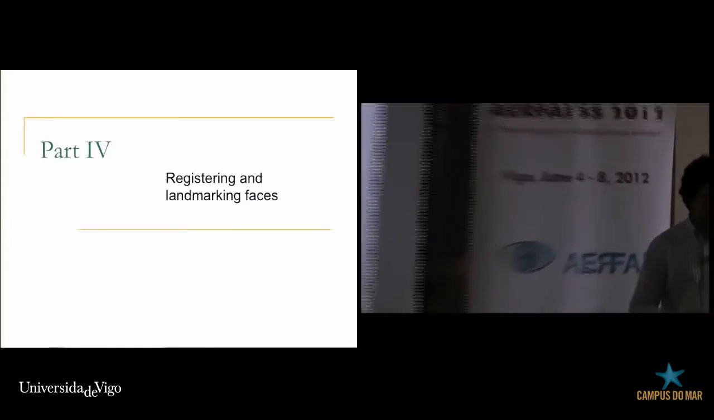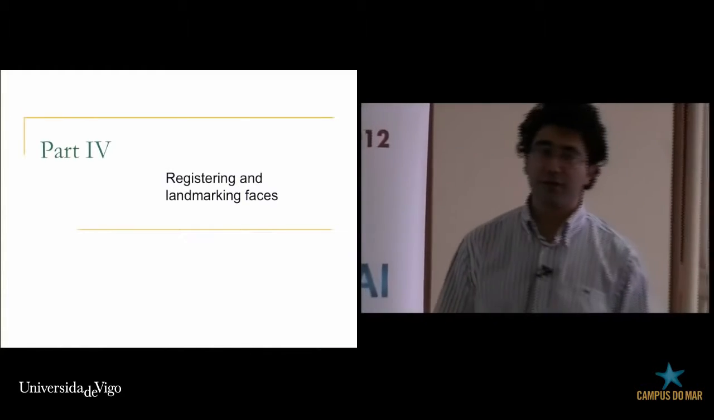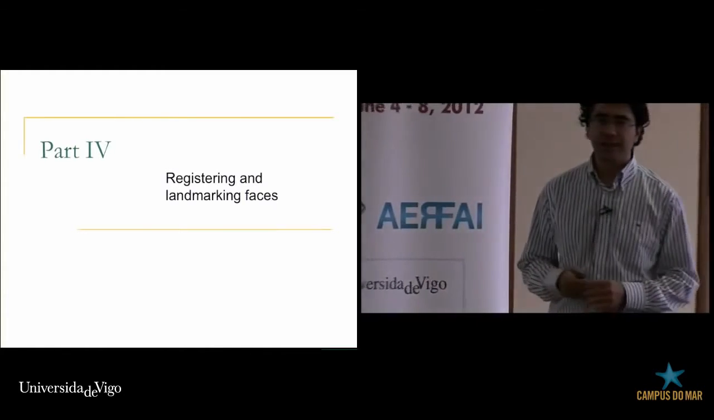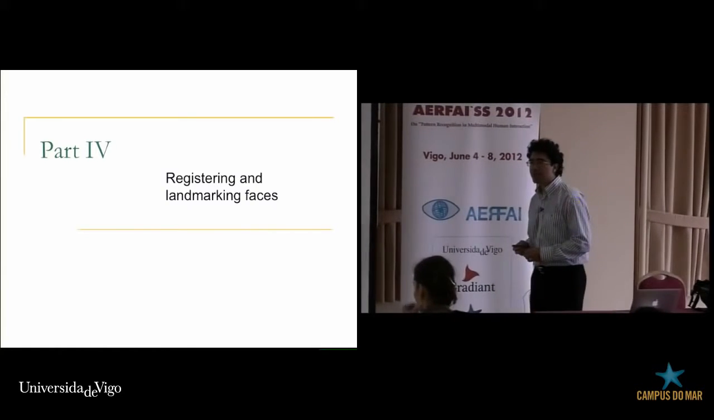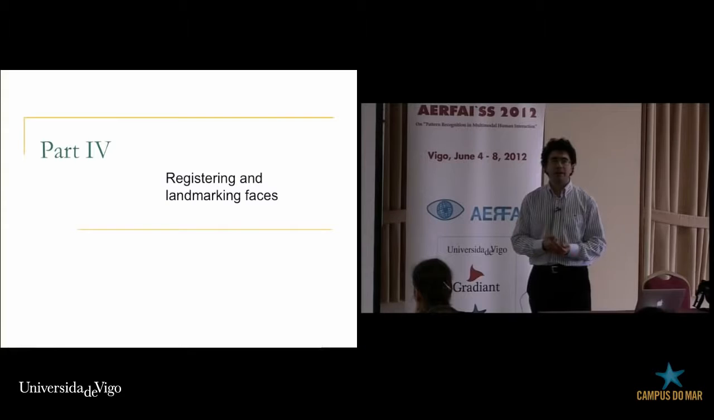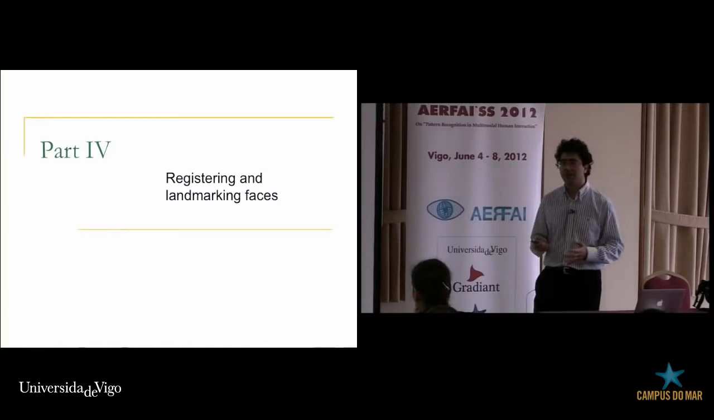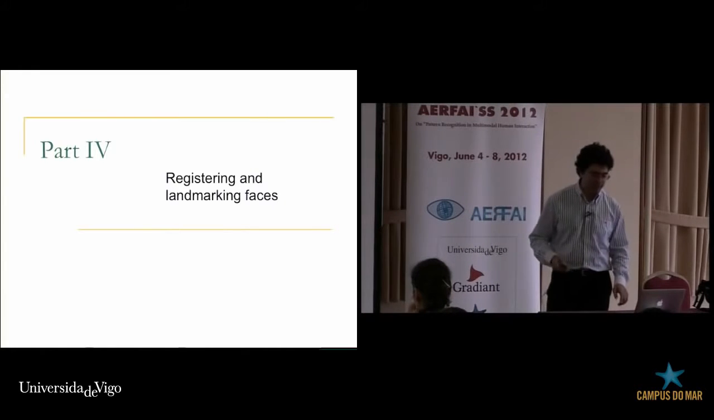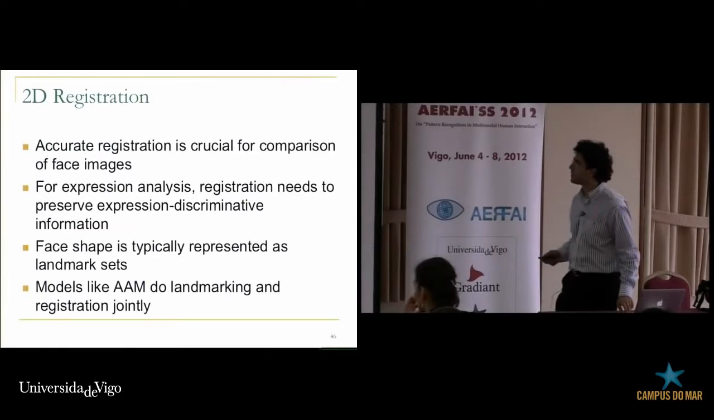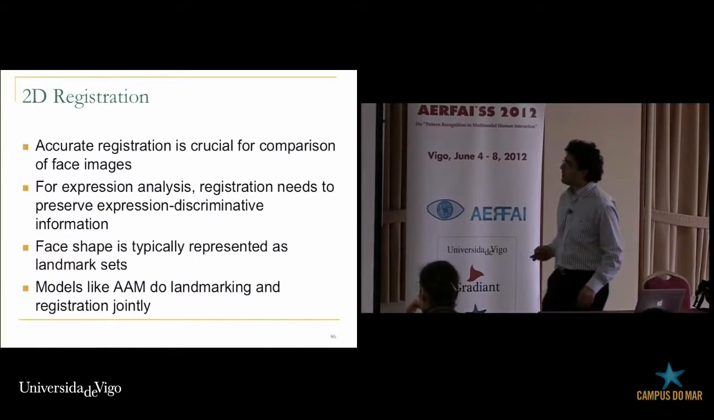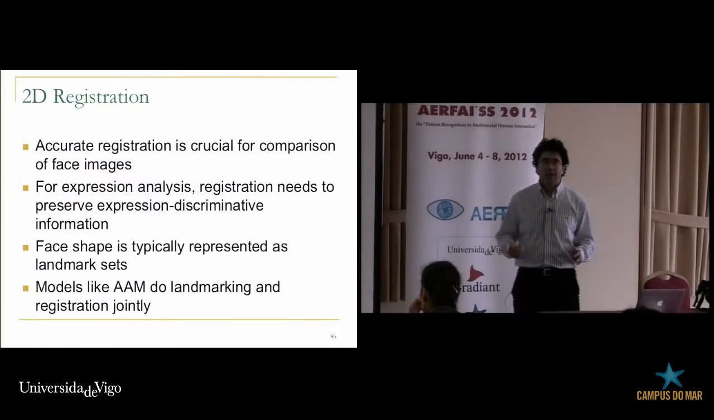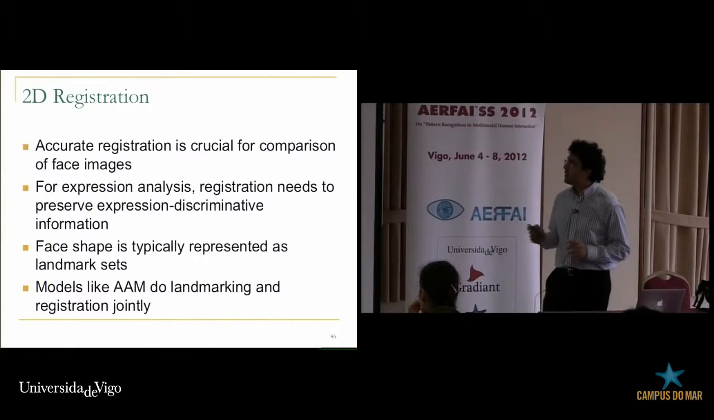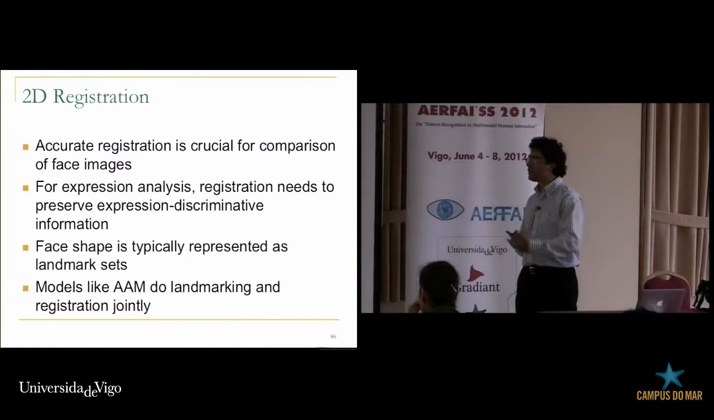The fourth part, and there is also a fifth part. The fourth part is registering and landmarking faces, because as Fernando also said, registration happens to be the most important part in face analysis. If you do your registration very well, it doesn't matter what classifier you're using, you will basically succeed if there is enough information in your features. So, for expression analysis especially, registration needs to preserve expression discriminative information.